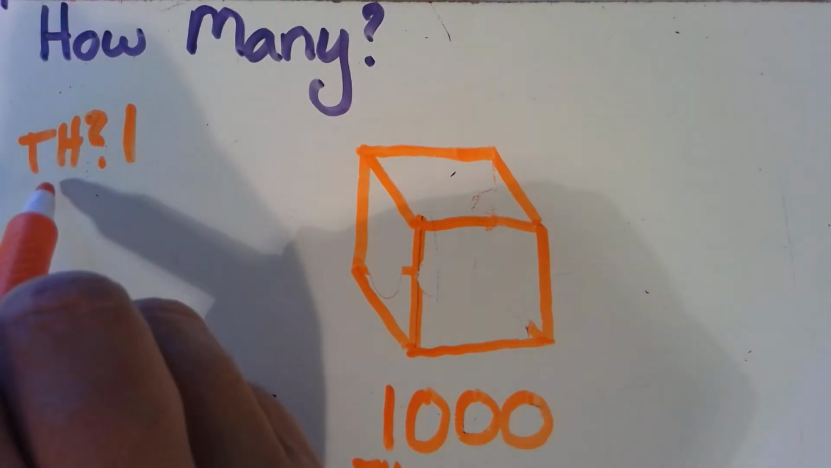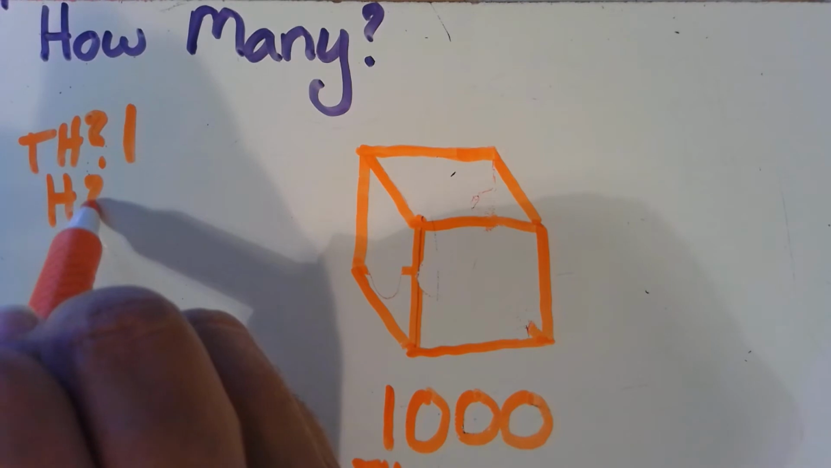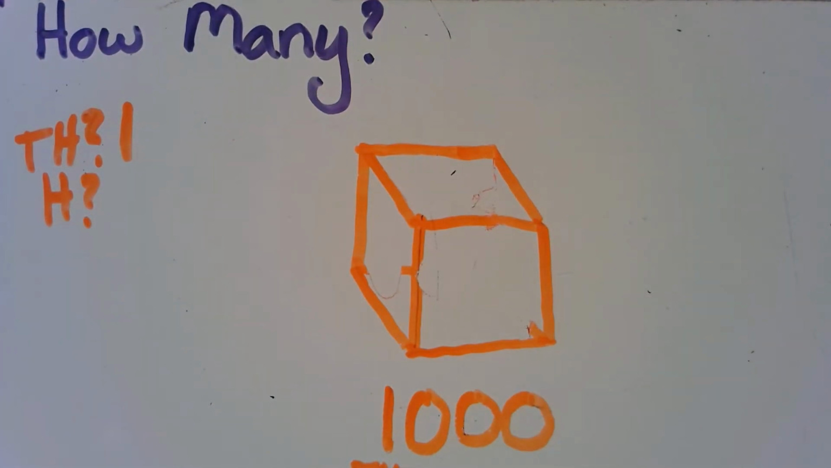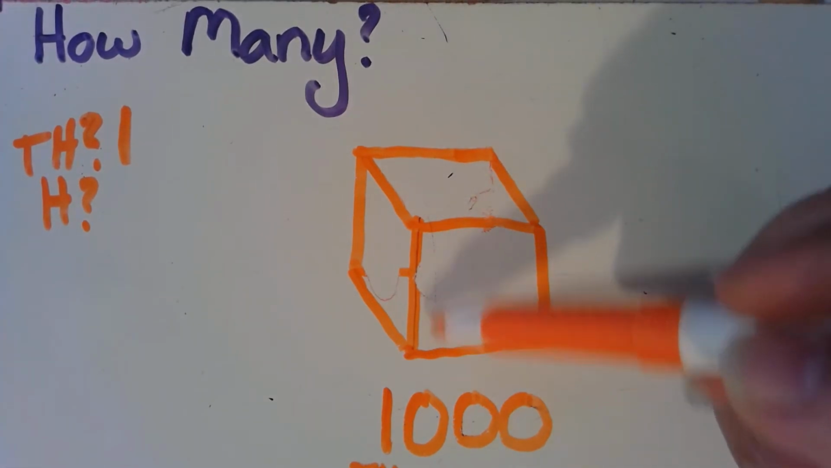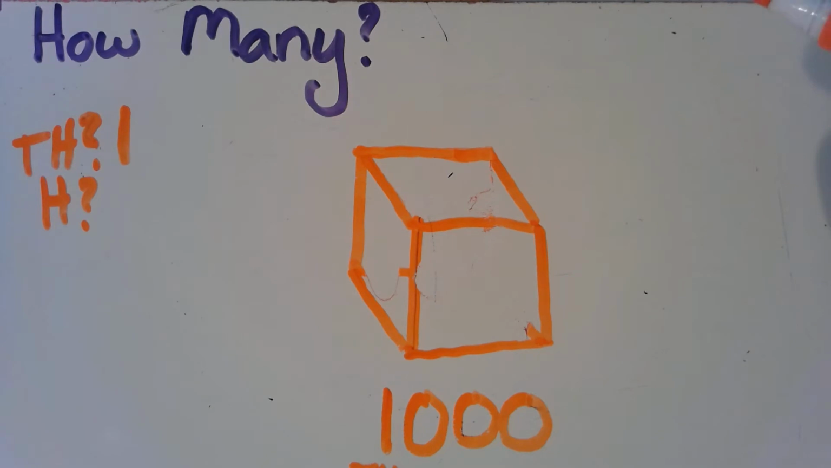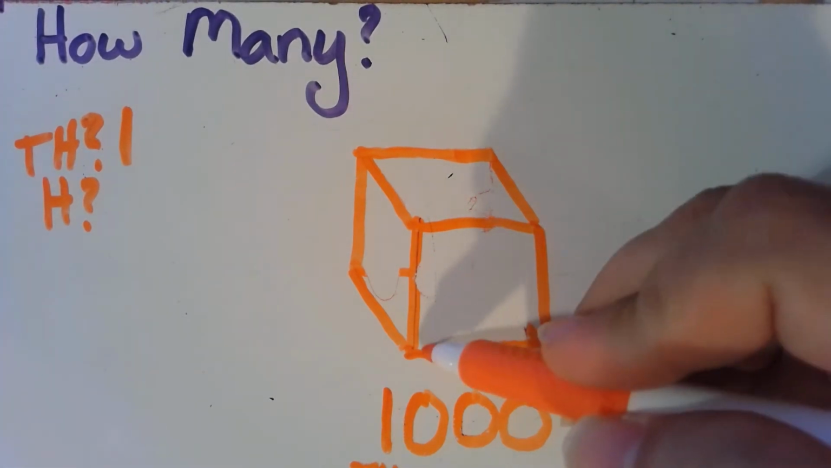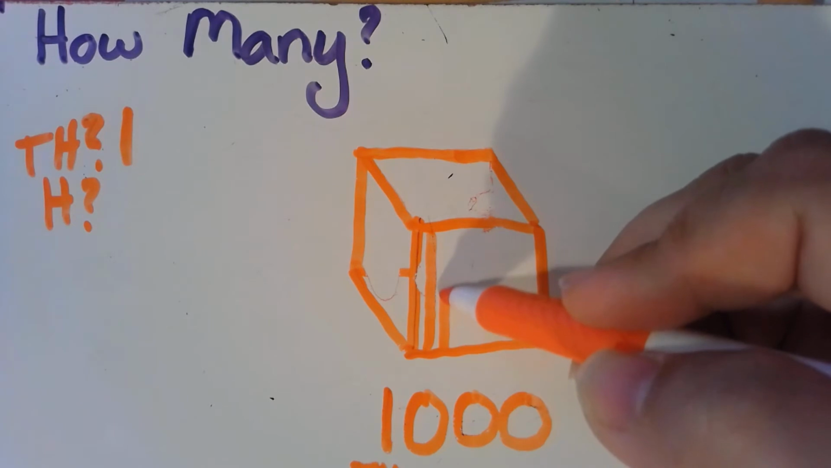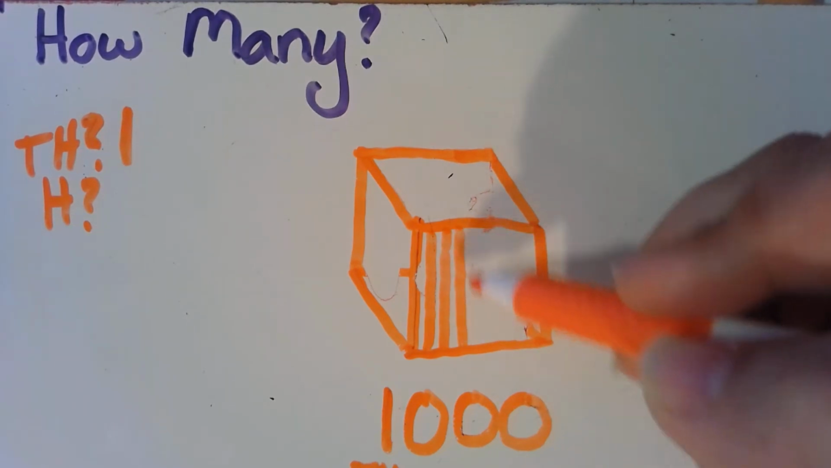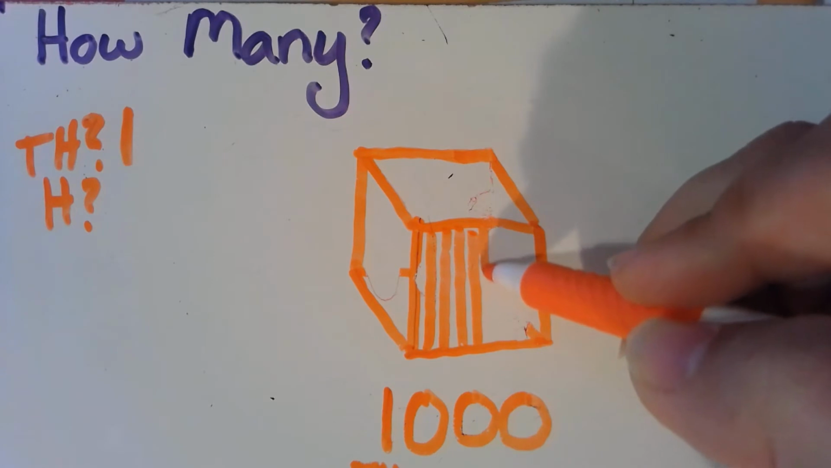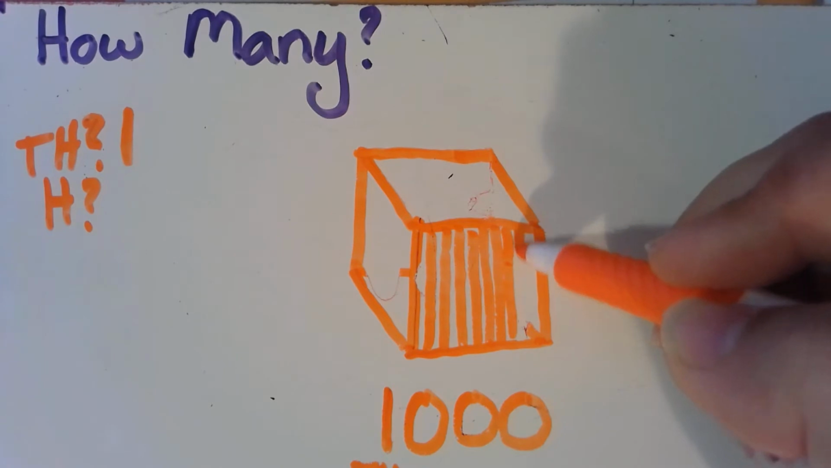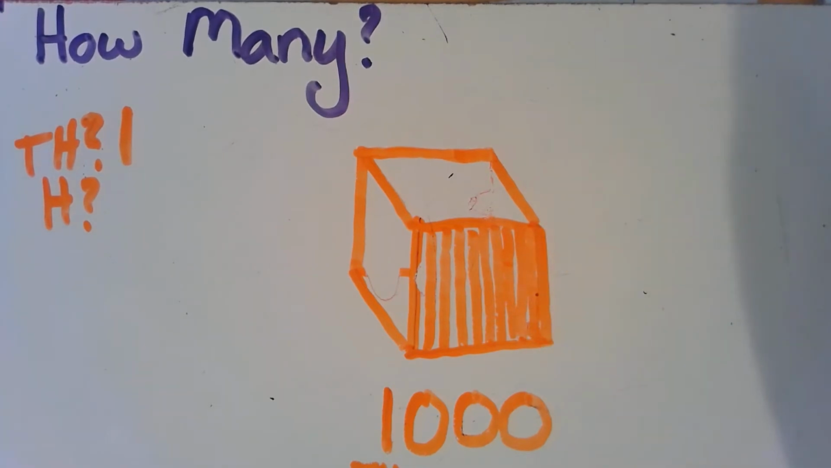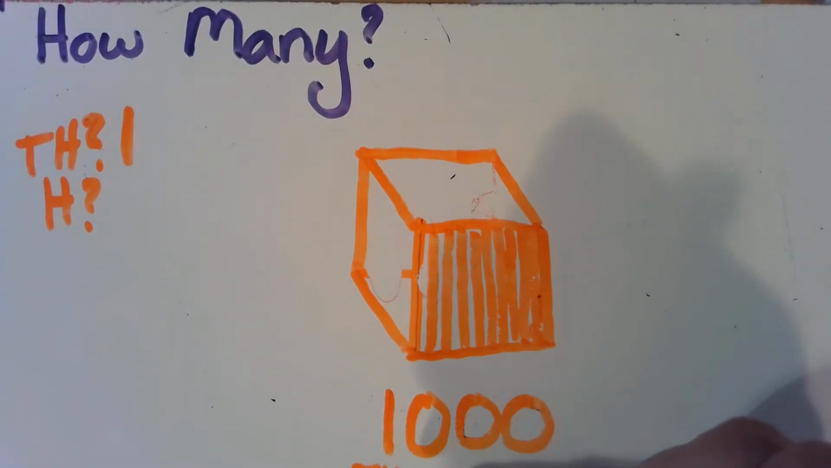All right. But how many hundreds do you see? So I'm going to make the H 100. How many hundreds do you see? Do you know how many hundreds there are inside of 1,000? So 100, 200, 300, 400, 500, 600, 700, 800, 900, 1,000. There's 10 of them.